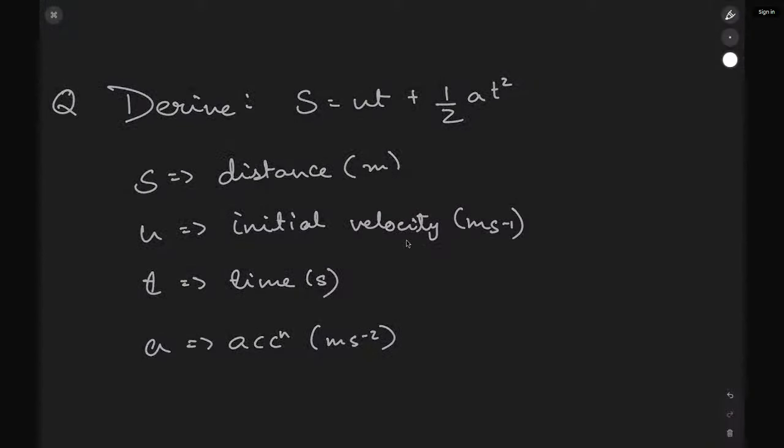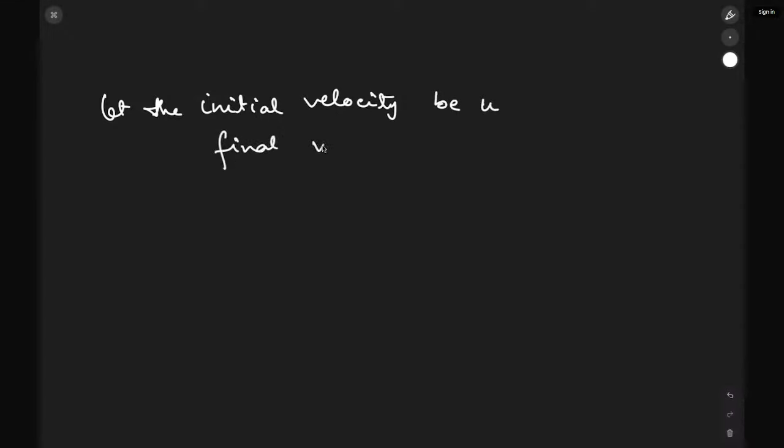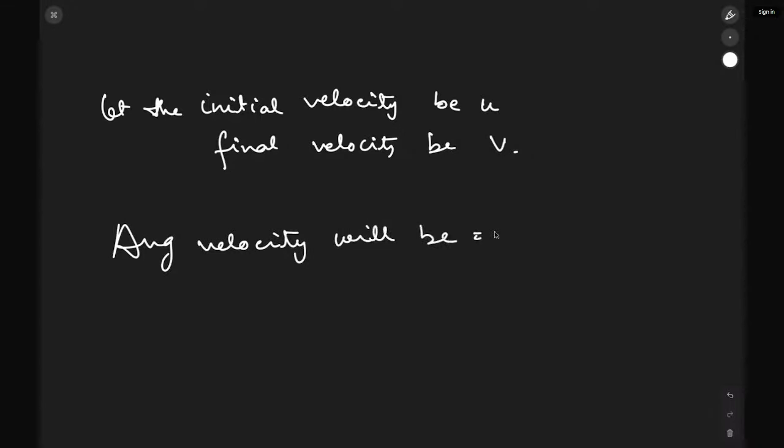Moving onwards to the solution. Now we will let the initial velocity be u and the final velocity be v. All right. So the average velocity of the body will be (u + v) by 2.